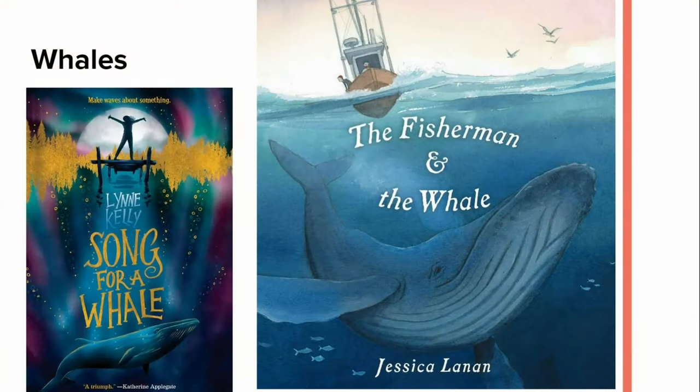Here's one on a similar subject, about whales. Song for a Whale is a debut novel by Lynne Kelly. It also won several awards. It's about a girl who can't hear, and she learns about a whale who can't sing with the other whales. He can't hear the other whales communicating, and for years he's been swimming around in the ocean all by himself. So she uses her technology to write a song, and she and her grandmother go on a wild trip to play that song for the whale so that he can finally communicate with his people. You might pair that with Jessica Lanan's book, The Fisherman and the Whale, which is a wordless picture book about a whale who gets caught up in fishing gear, the ropes and the traps, and the fisherman has to set it free.